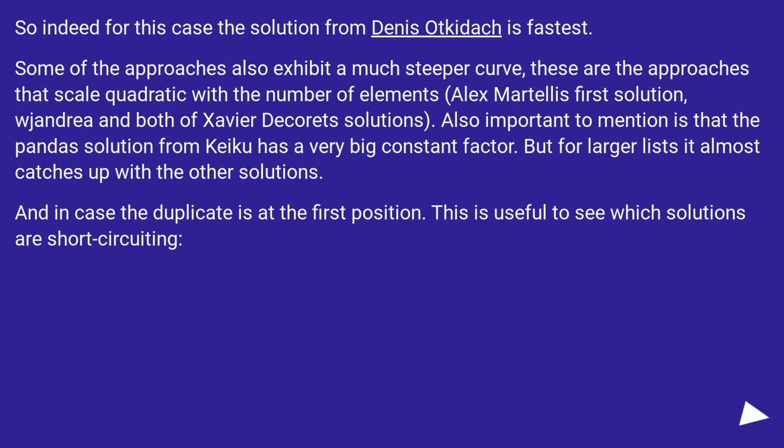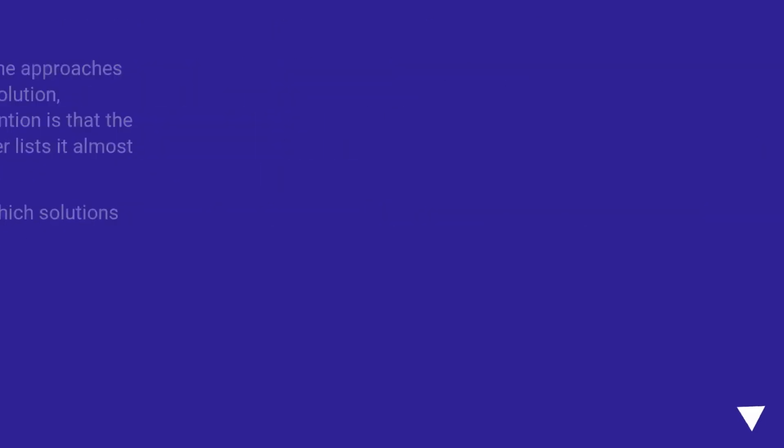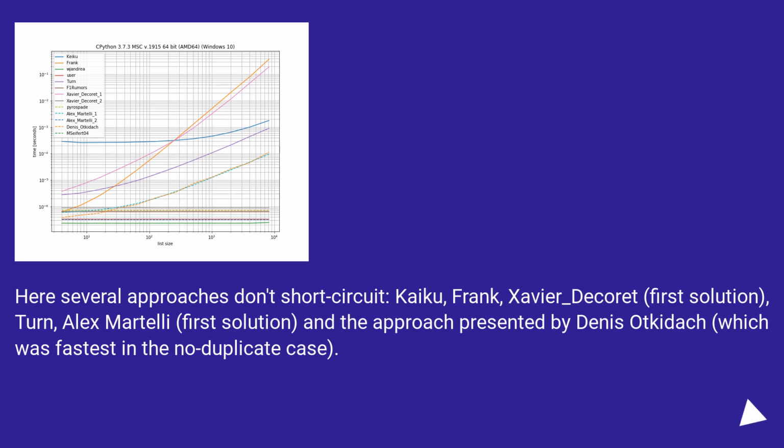And in case the duplicate is at the first position. This is useful to see which solutions are short-circuiting. Here several approaches don't short-circuit. Kiku, Frank, Xavier Decorate's first solution, Turn, Alex Martelli's first solution, and the approach presented by Denis Otkedok, which was fastest in the no duplicate case.